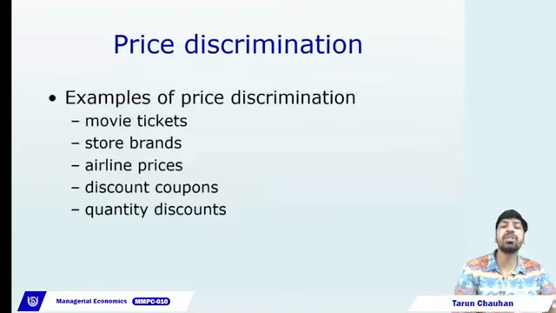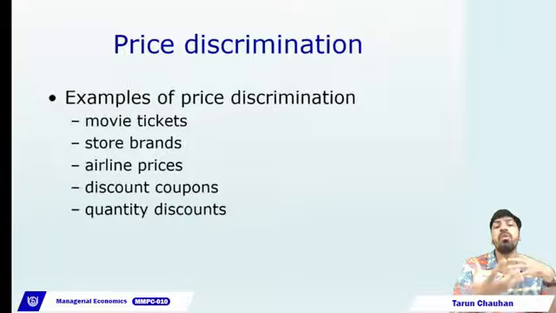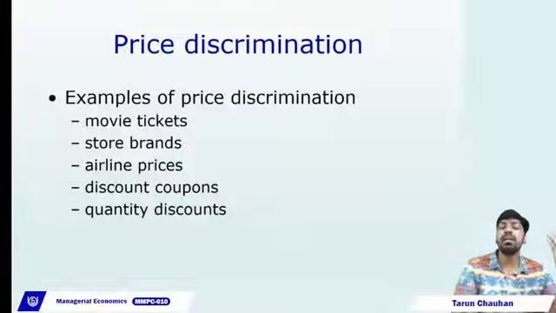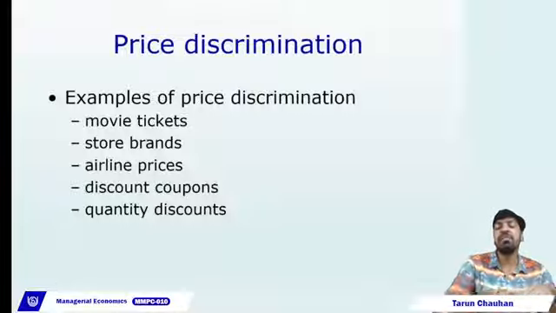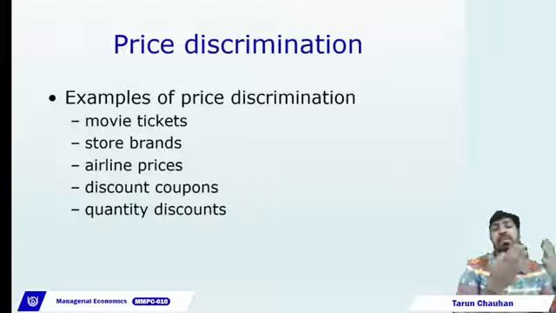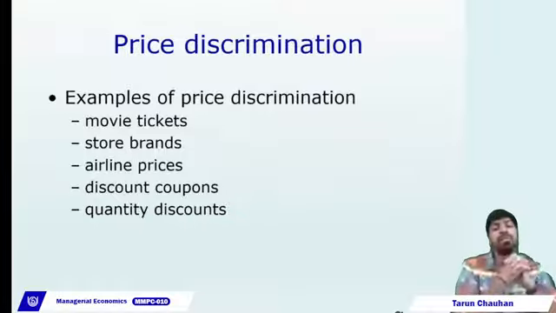Examples of price discrimination are movie tickets, store brands, airline prices, discount coupons, and quantity discounts. In the above examples, price discrimination exists. Movie tickets, buy one get one free. Airline prices: if you have different competitors, you can see that an Air India ticket price would be different from another, Jet Airways. So this is called price discrimination.